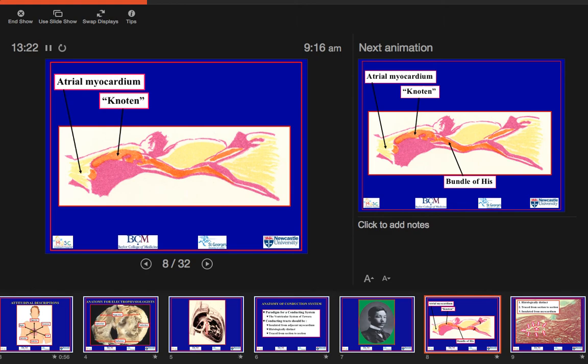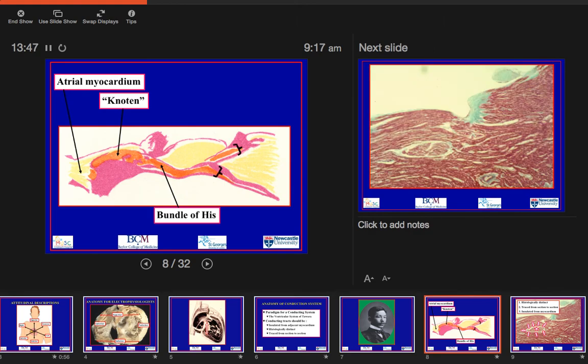And he observed how the conduction continued through the insulating plane. This was the structure that Hiss had described 13 years previously, but nobody could understand the description of Hiss. It was Tawara's work that clarified the arrangement, because he showed that the axis continued through the insulating plane, and then it branched on the crest of the muscular septum as the ventricular bundle branches.